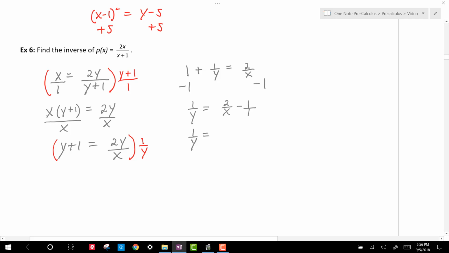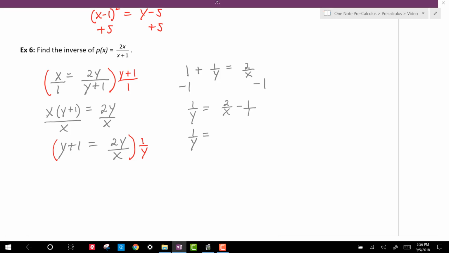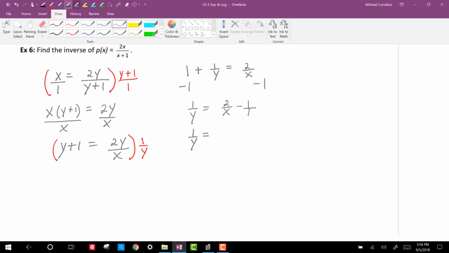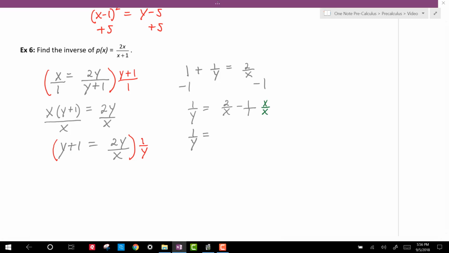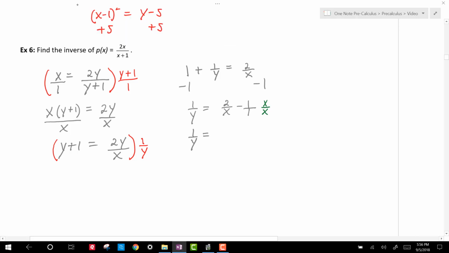On the right side, I'm going to multiply my 1 over 1 by x over x. All right, so that's going to give me, once I have the common denominator, 2 minus x over x. So again, if I multiply 1 over 1 by x over x, that just changes it to x over x. And then I can subtract 2 minus x, the common denominator is x.